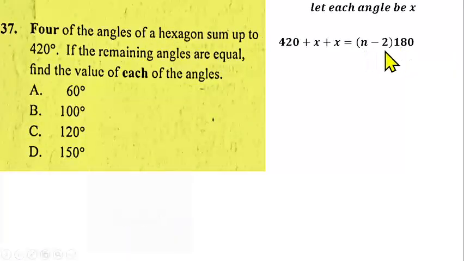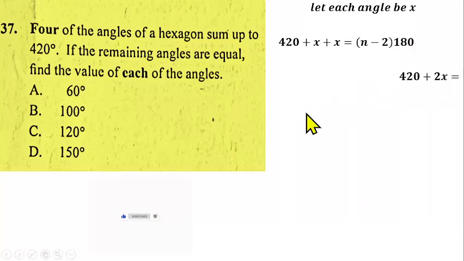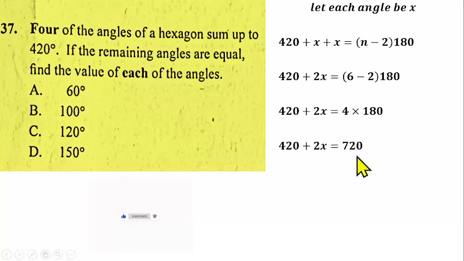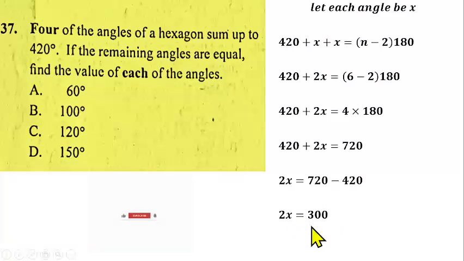And to find the sum of angles in a polygon, we have (n minus 2) multiplied by 180. So we have 420 plus 2x equals, a hexagon has 6 sides, so (6 minus 2) multiplied by 180. So 420 plus 2x equals 4 times 180, so 420 plus 2x equals 720. Collect like terms, you have 2x equals 720 minus 420. So that should give us 300 equals 2x. x will be equal to 150 degrees, which is option D.